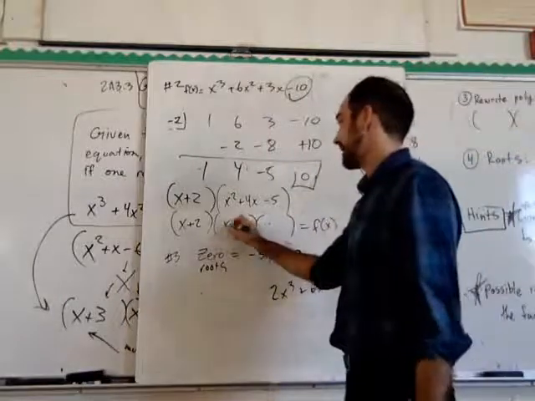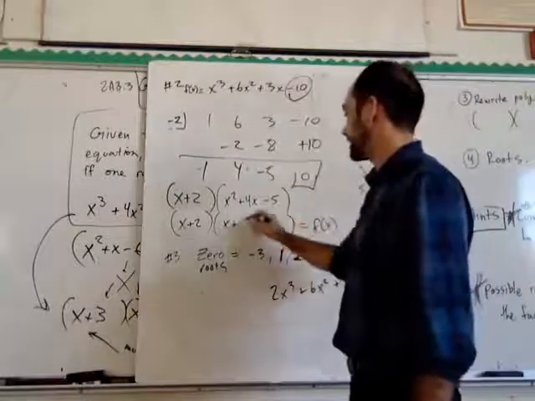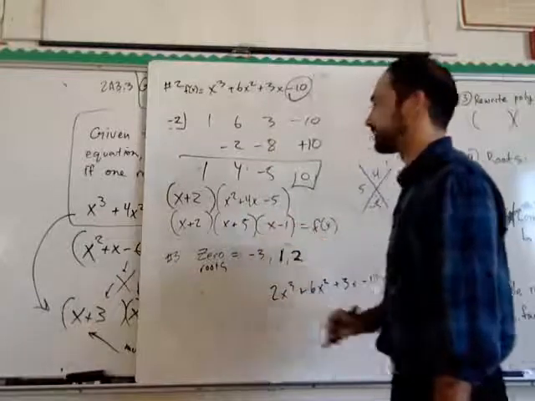But help me out here. It's going to be x plus 5, x minus 1. Answer.